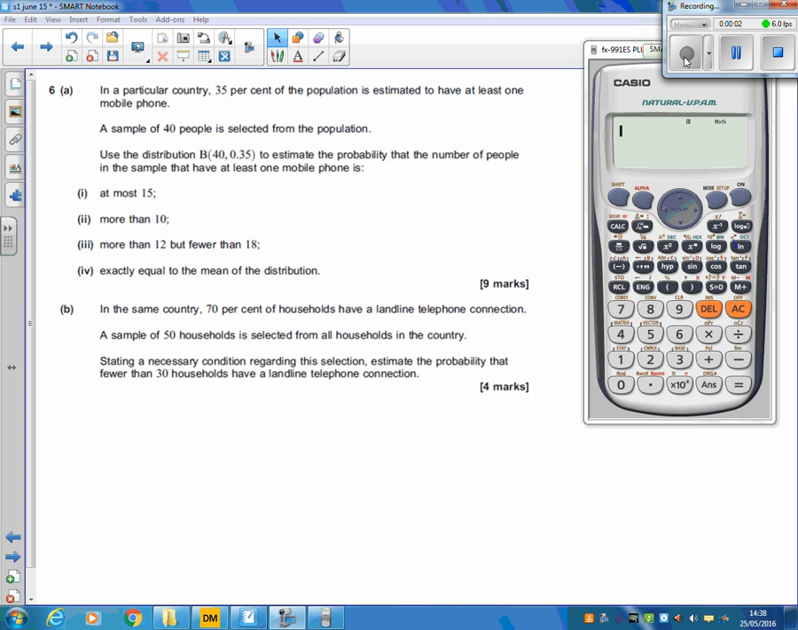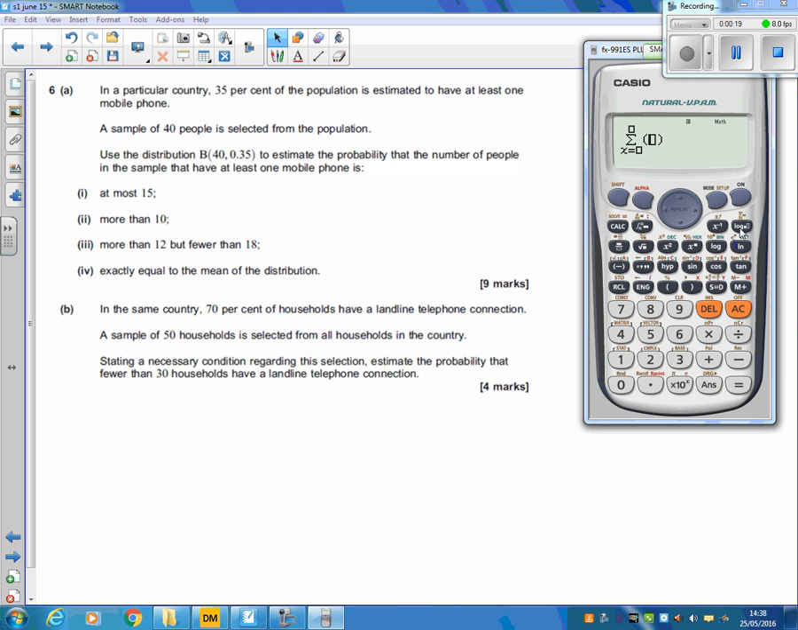June 2015 S1. Question 6 is your binomial question, and now we've got our silver calculators doing this. I think this is a very nice question we can get done in a very short time.